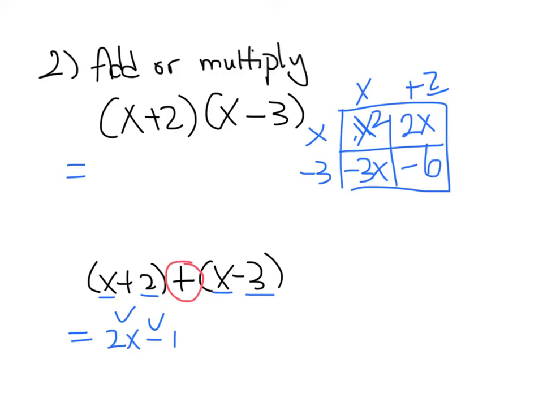The thing we have to do is group these two together because those are like terms, right? So there you go. I have x squared. I'm just copying this, right? And then I have negative 3x plus 2x, which gives me negative x. And then I'm just going to copy the negative 6.